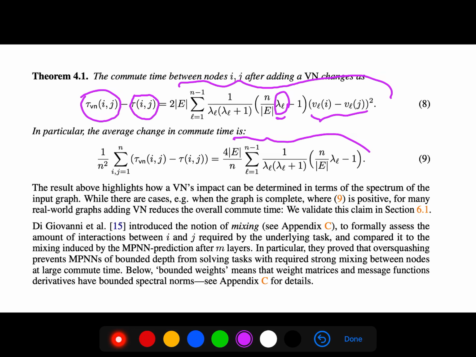So Di Giovanni introduced the notion of mixing to formally assess the amount of interactions between I and J required by the underlying task, and compared it to the mixing induced by a message passing neural network prediction after M layers.